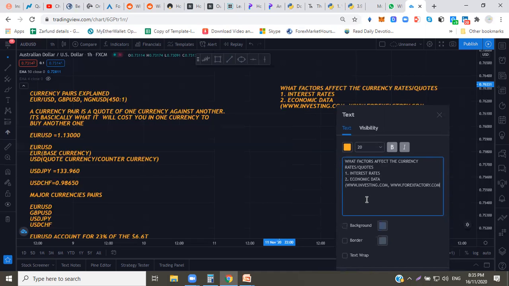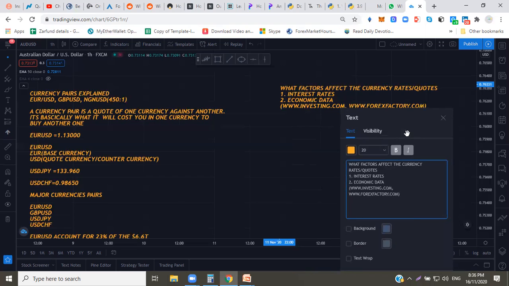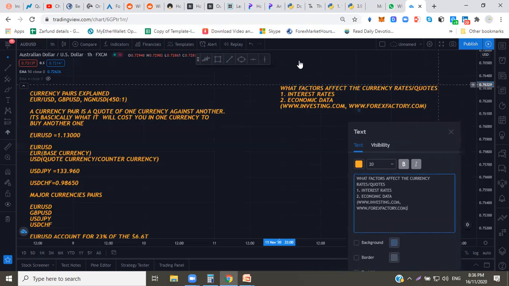Okay, so sorry. These two websites are very important when it comes to finding economic data. This economic data is released every month, but it is shown on these websites all the time. Whenever you go to Forex Factory, you will see the economic news for today. There's news for every day. If you go to investing.com, you will see the news for today.